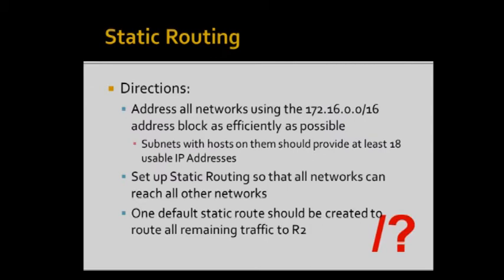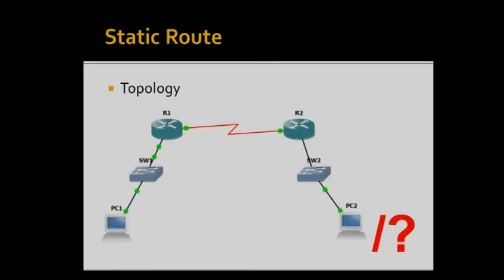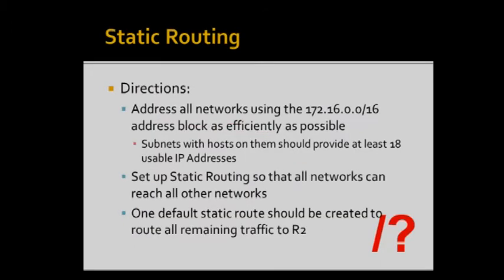Second requirement is to set up static routing so that all networks can reach all other networks. So back to reference the previous slide, we've got these PCs connected to these networks, and by virtue of the router's default configuration, router 1 doesn't know about this network over here, and router 2 doesn't know about this network over here. Pings going from PC1 to PC2 or vice versa won't work because those networks are disjoined by this network in here. And so we need to do static routing to allow those routers to pass packets correctly. And then finally, we need to create one default static route that will route all remaining traffic to router 2.